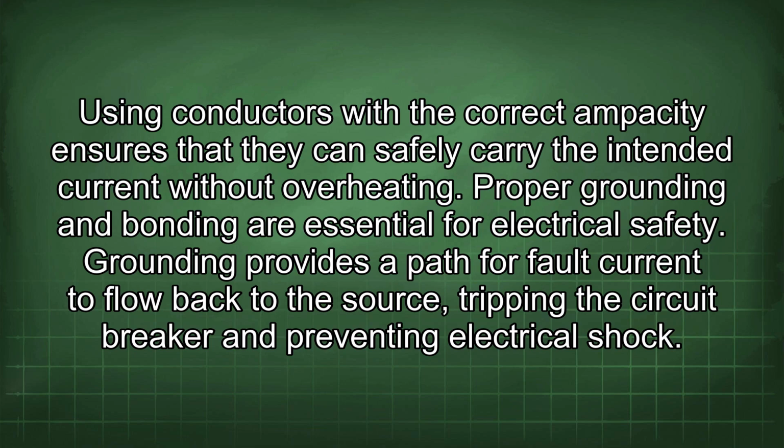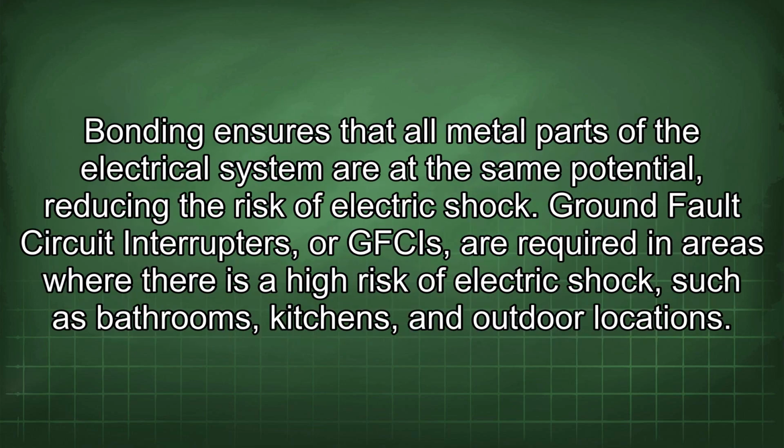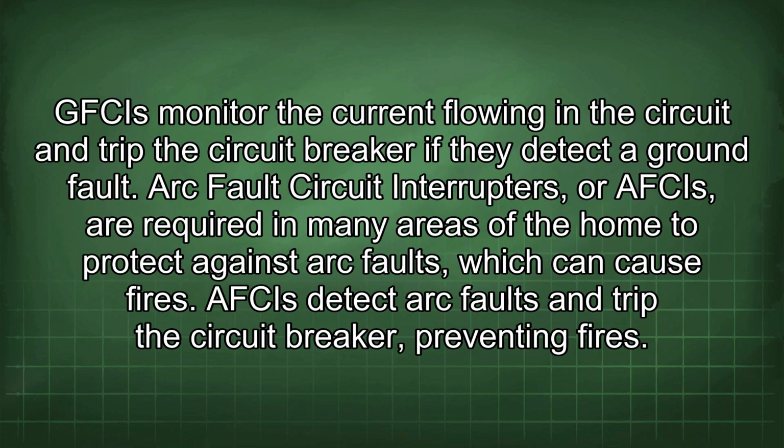Proper grounding and bonding are essential for electrical safety. Grounding provides a path for fault current to flow back to the source, tripping the circuit breaker and preventing electrical shock. Bonding ensures that all metal parts of the electrical system are at the same potential, reducing the risk of electric shock. Ground fault circuit interrupters, or GFCIs, are required in areas where there is a high risk of electric shock, such as bathrooms, kitchens, and outdoor locations. GFCIs monitor the current flowing in the circuit and trip the circuit breaker if they detect a ground fault.